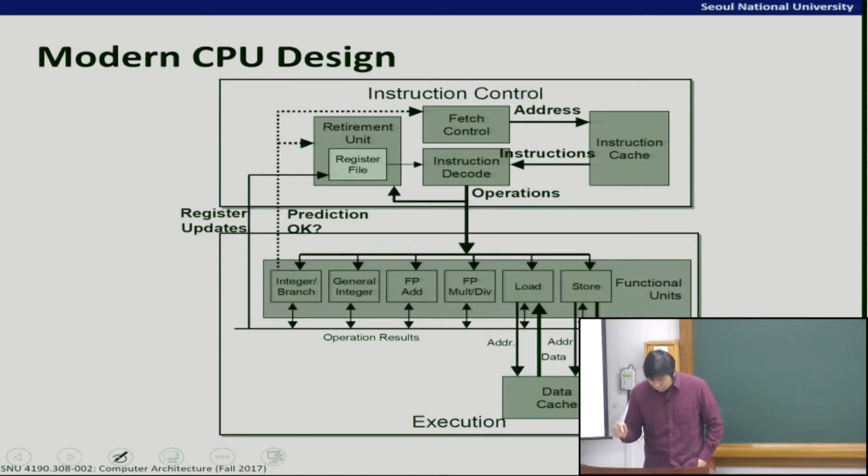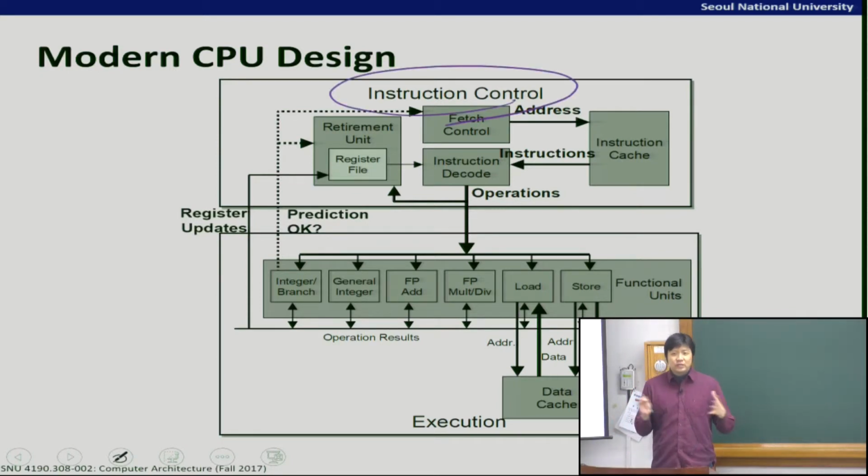There are two parts. Instruction control is about fetch and decode. Fetching is the front end of the pipeline.